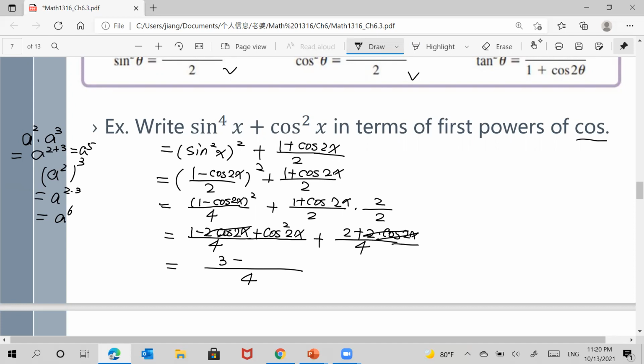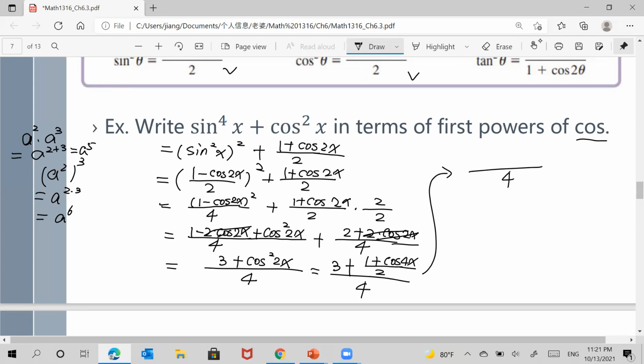And then second term is plus cosine squared 2x. So it still has a square here. So this one, I can also use the power reducing formula. So that is 2 in the bottom, 1 plus cosine 4x. Because here needs to be 2 theta. Theta here is 2x. So here is 4x. So I need to simplify this term. So the bottom is 4.